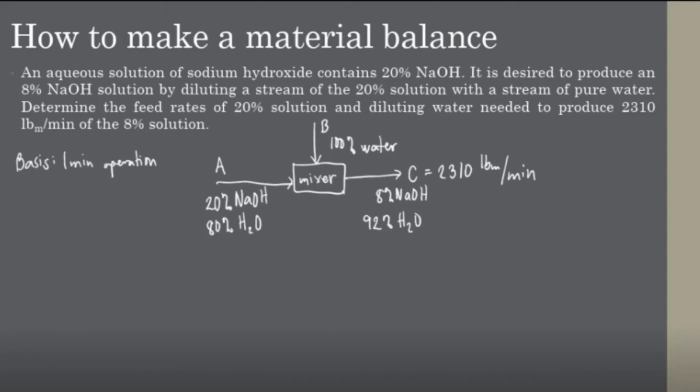You can assume any other value aside from 1 minute. Let's say, for example, that your basis is 1 hour of operation. You can also do that, but then there would be a couple of other extra steps that you need to do in order to adjust your given to your chosen basis. So choose the simplest basis whenever possible. And that's step 3. Let's proceed to step 4.